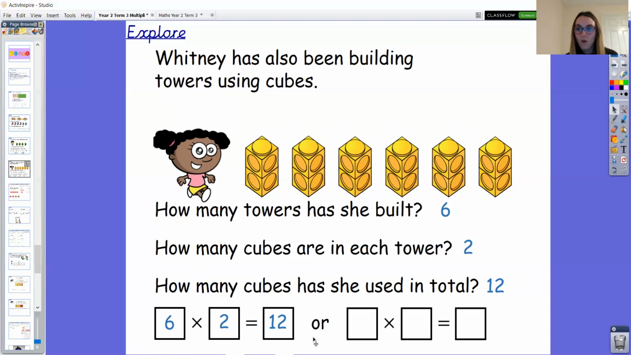Well done. Or this could be written in another way because it is, join in with me, commutative. Brilliant, well done. So we can switch the amount of towers and the amount inside each tower around. So now we have 2, join in with me, 2 times 6 equals 12. Brilliant, well done, Year 2.